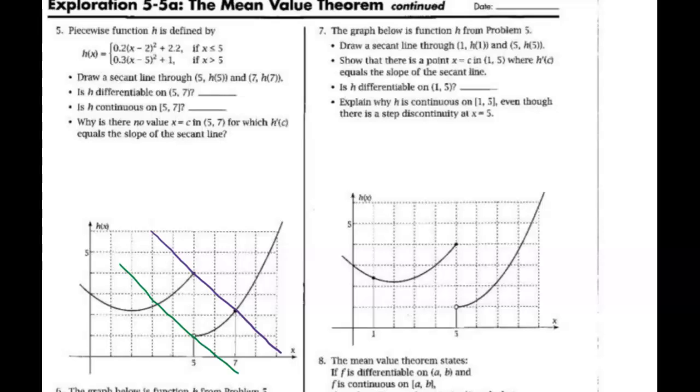Okay? And then if we look, is this function differentiable from 5 to 7? Well, from 5 to 7, it's differentiable. That's fine. But is it continuous on the closed interval? No, because there's a hole right here. Okay? So there's no value x equals c in the interval from 5 to 7 for which h prime equals the slope of the secant line because the function is not continuous.